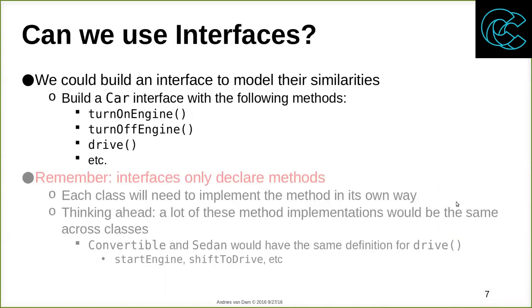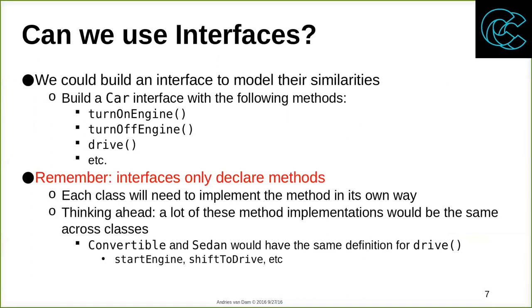The next question that comes up is, can we use interfaces here to model the similarities? Since both the cars have a few similarities, maybe we can use an interface to push all these methods to the interface. So you create an interface and then declare these methods there: turn on engine, turn off engine, and drive, which are the similar ones. But as we discussed, an interface can only declare the methods. They cannot provide the implementation. So each class will have to provide its own implementation or definition for that method, and it may or may not vary.